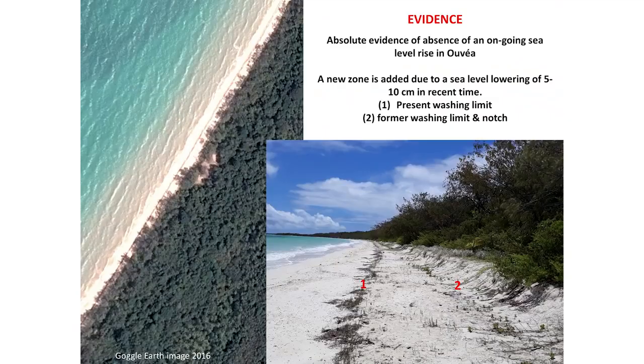Then, and this is interesting, you can see this huge beach, and if you look at this is the present shore. Not so long ago, the washing limit of the sea went here. The washing limit. The high, the waves, and here you have the new washing limit. So the sea has not risen. It has gone down 5 centimeters. This level is 5 centimeters higher than that level.